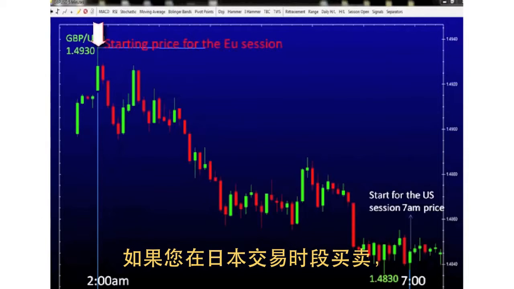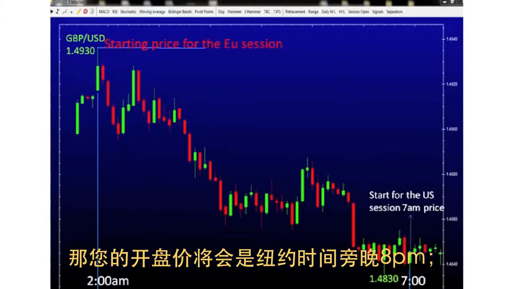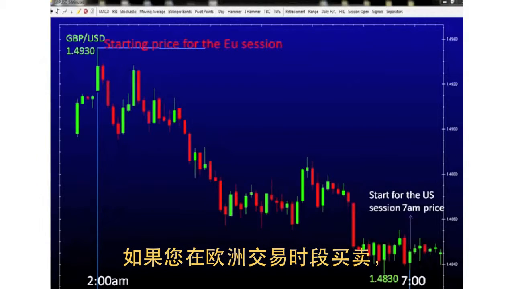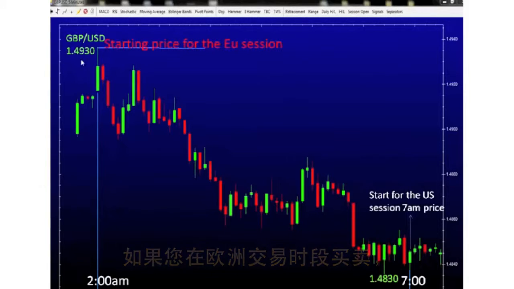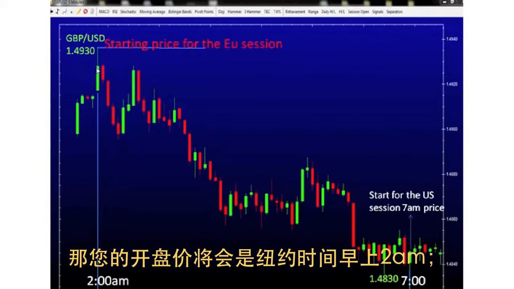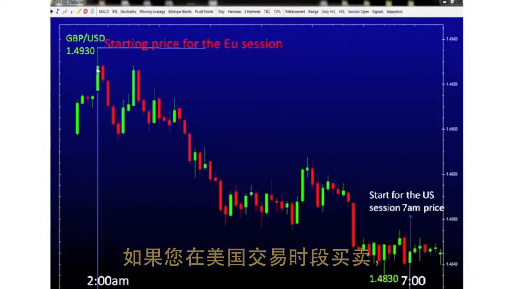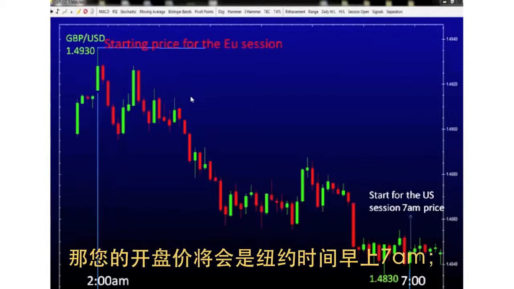If you're trading the Japanese session, you will take the open price at 8 p.m. New York time. If you're trading the European session, you will take the open price at 2 a.m. New York time. If you're trading the US session, you will take the open price for 7 a.m. New York time.